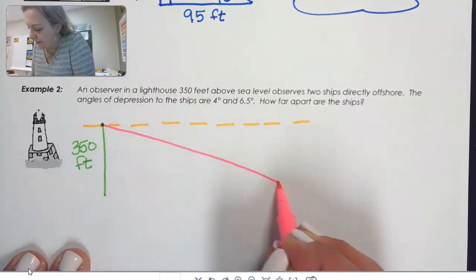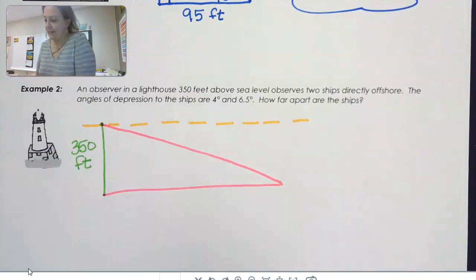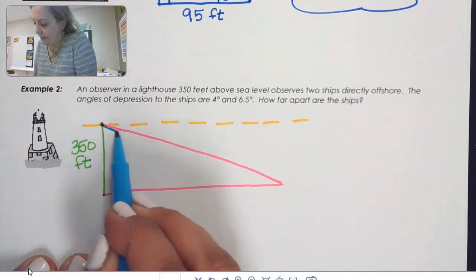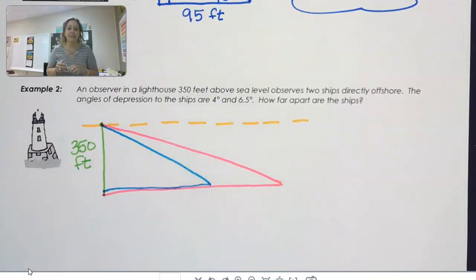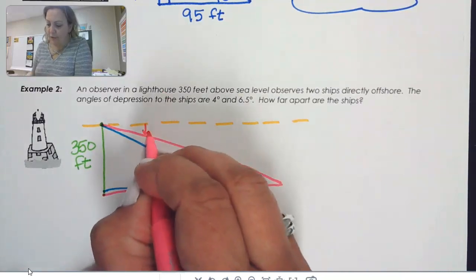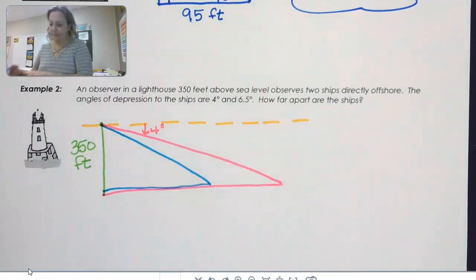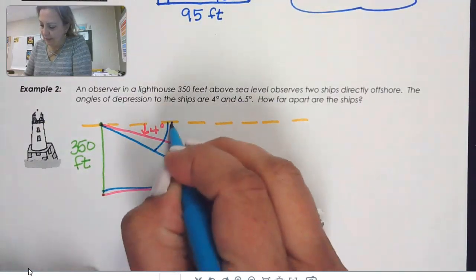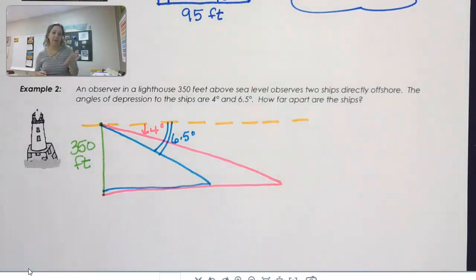So I'll have one go here, and then I'll have one go here, okay? Now, logically, I have 2 right triangles that I'm dealing with. If one has an angle of depression of 4 and one has 6.5, this is going to be the shorter of the 2. So that means that this is going to be 4 degrees, and then this part would be 6.5 degrees. Clearly not drawn to scale, friends, okay?